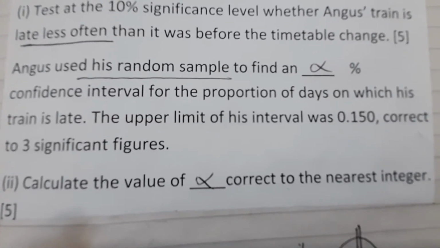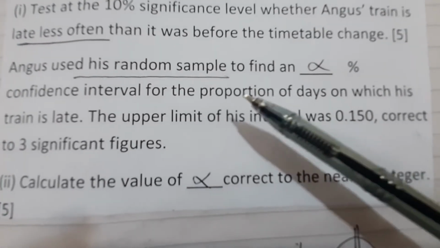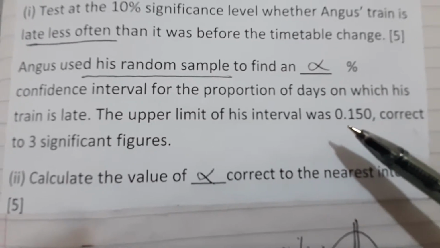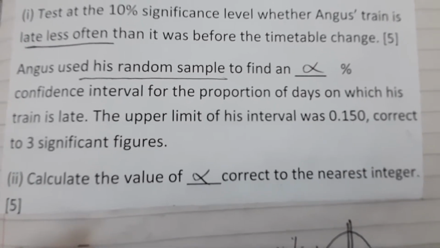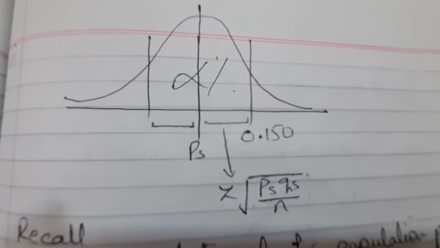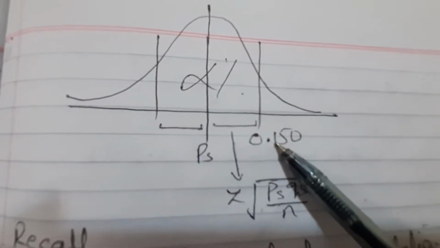If not, let me explain with the help of the sketch. So basically, in short, you have to find the confidence interval for the population proportion, and the upper limit of the confidence interval is given to you. Okay, so this is the meaning of the question. The confidence interval is here, and this limit is given to you.